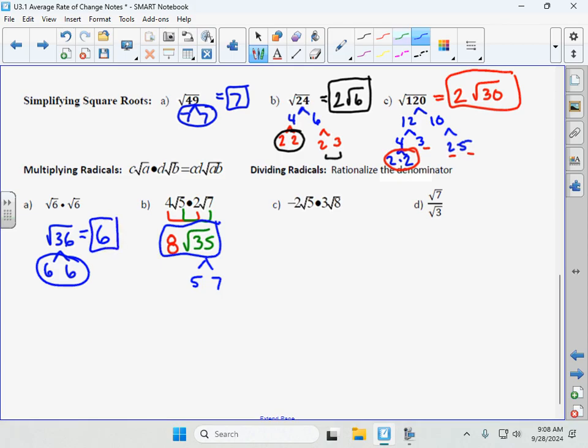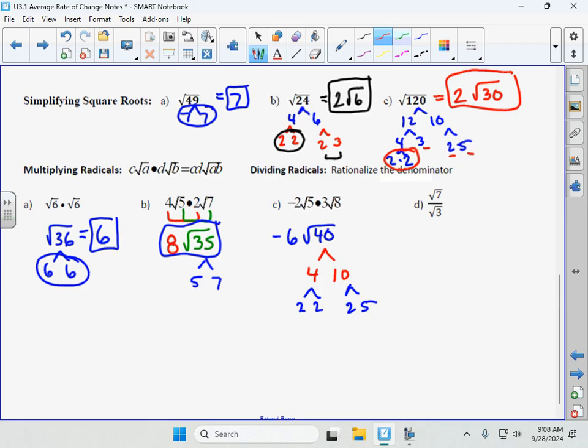All right, C, same thing. We can multiply outside with outside, inside with inside. Negative 2 times 3 is negative 6. And then 5 times 8 is radical 40. Again, we want to try to simplify this, so I can break it down. 40, I could do 4 times 10, 5 times 8. 4, here's 2 times 2, so there's a pair. 10, you can only go 2 times 5, and I don't have any other pairs.